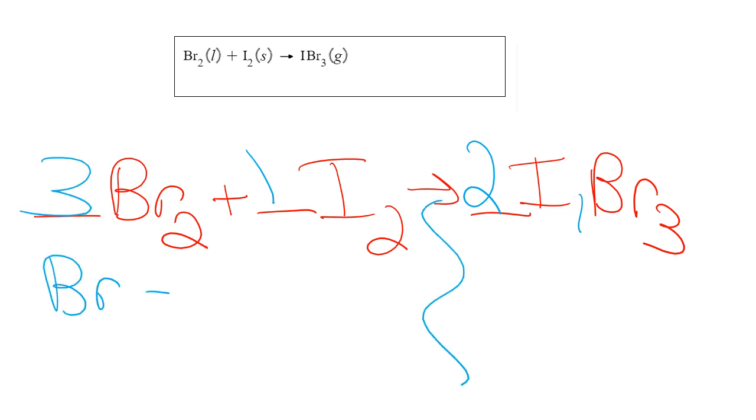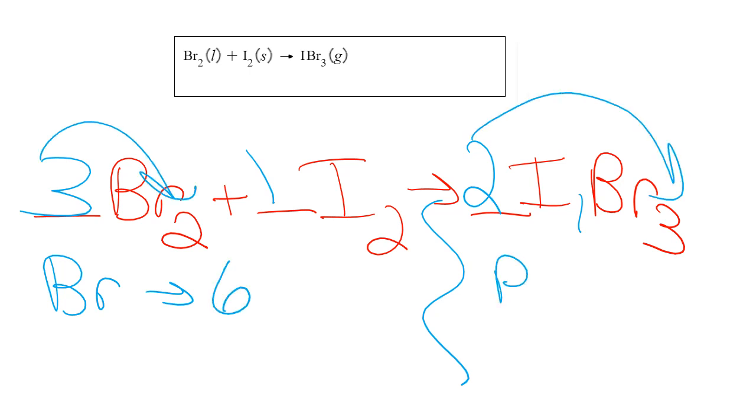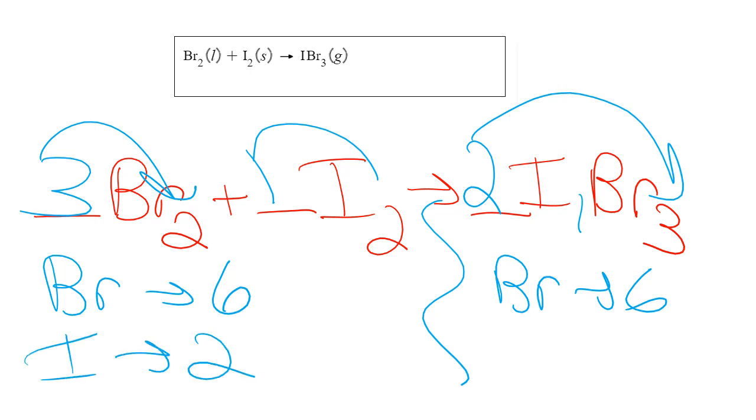Hence we have bromines. 3 times 2 is 6. 2 times 3 is 6. And then 1 times 2 is 2. 2 times 1 is 2. So it balances out. So it's pretty simple. It's always a matter of just low numbers. Don't plug and go.